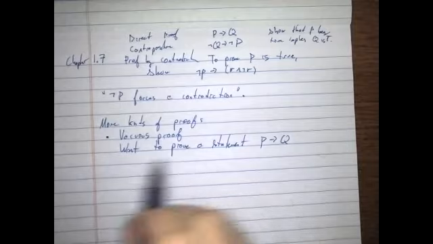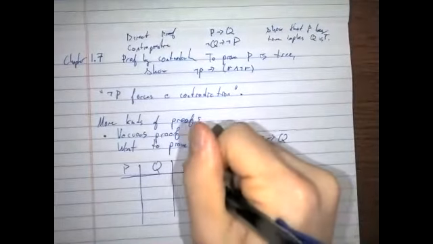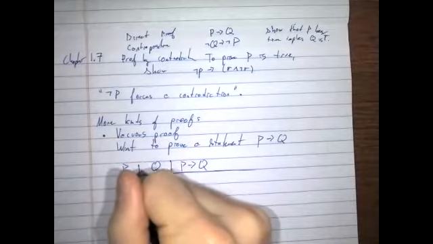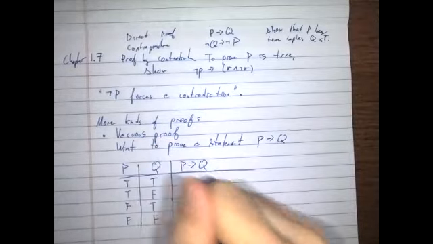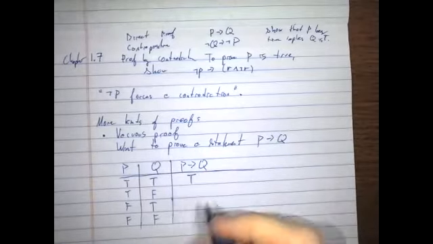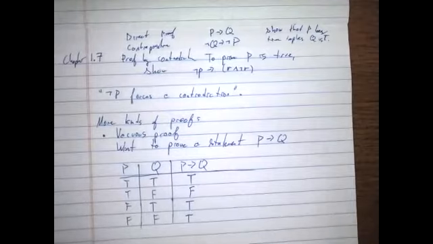Let me write out the truth table of P implies Q again. So if we have P, we have Q, and then we have P implies Q, then the truth table, as you all know very well, is true, true, false, false, true, false, true, false. And then P implies Q is true. This is the only case where it's false, true, true.